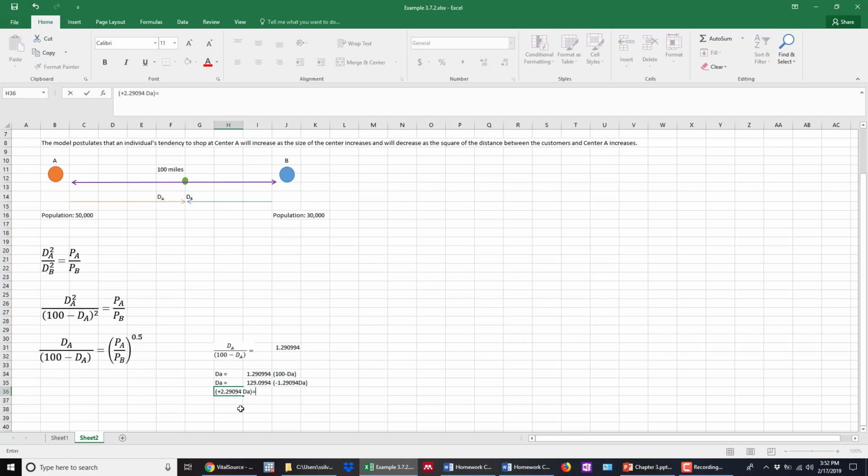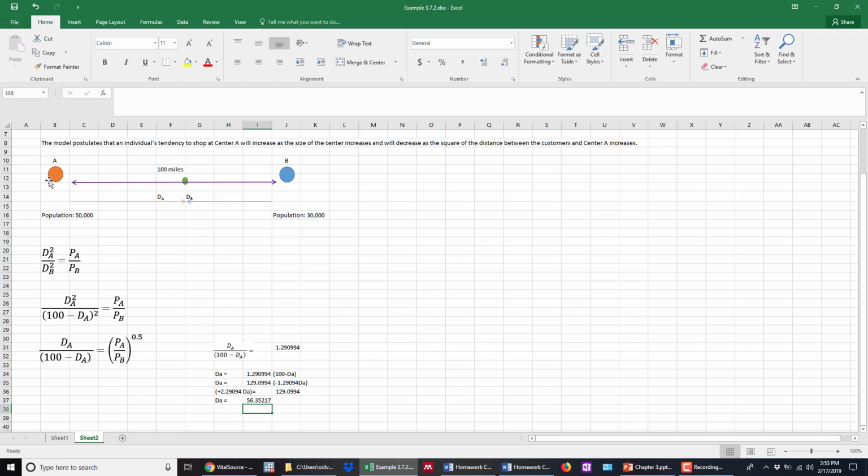It's going to be equal to this. So now I have to pass this dividing. It's going to give me approximately 56 miles. Okay, so this point here is at 56 miles.